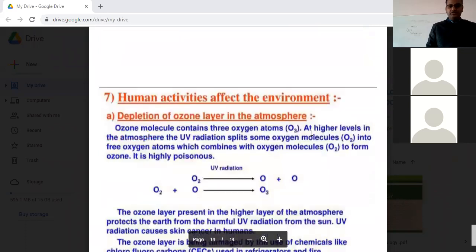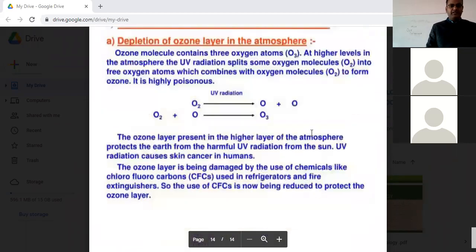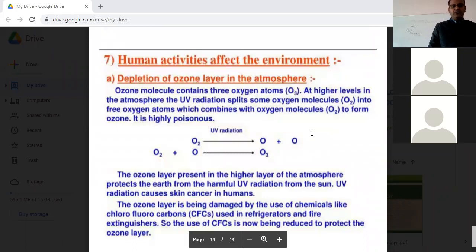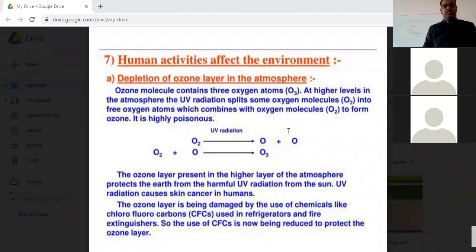Now we are coming to the topic: ozone and harmful human activities which affect the environment. First of all, before going into the discussion of what is the impact of human activity on the environment, who will tell me what is ozone? Let me see your previous knowledge.